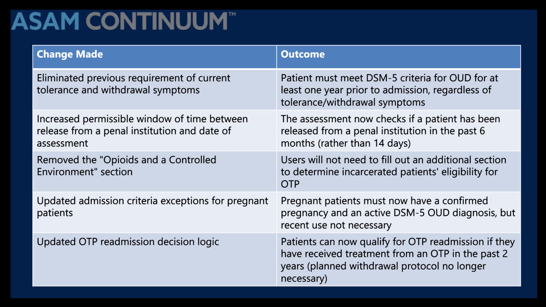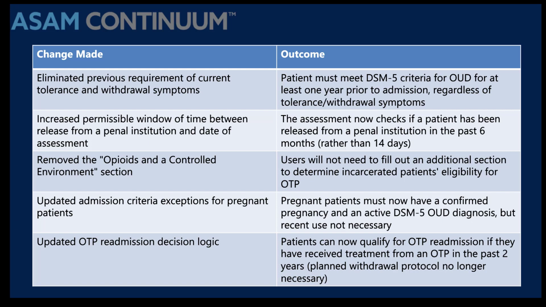The tolerance and withdrawal requirements have been revised to reflect that regulations no longer require current symptoms of tolerance and withdrawal. Instead, the algorithm requires that a patient must have met DSM-5 criteria for opioid use disorder for at least 1 year prior to admission.